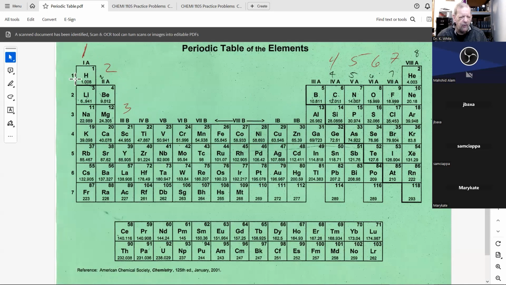Excluding hydrogen, which is not an alkali metal, the alkali metals and the alkaline earth metals, the first and second columns, always form ions. They are never in a covalent bond. So the question is, what ion does sodium form? That's a +1. You can figure it out on your own, but it's a +1, potassium +1, lithium +1, magnesium +2, calcium +2. So what does that mean?